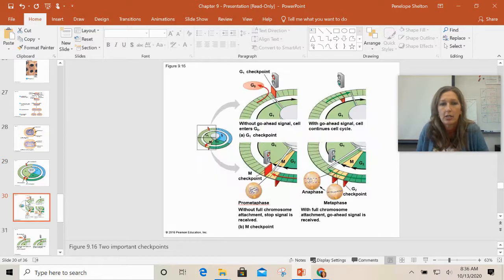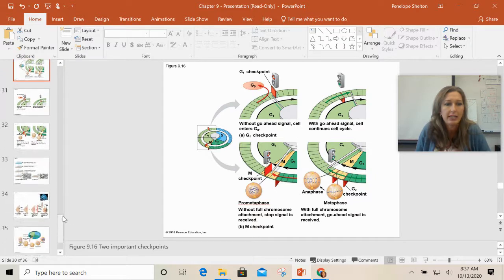So let's take a look at just some of these terms. So here is my G1 checkpoint. Again, this is where a cell might enter the G sub 0 stage where it's not going to replicate at all. But I also then have a G2 checkpoint that determines whether or not the cell is even going to enter into mitosis. And then I also have an M checkpoint, in order to make sure that all chromosomes are attached to all the spindle fibers. So that's going to be an important step to make sure that my sister chromatids can separate.